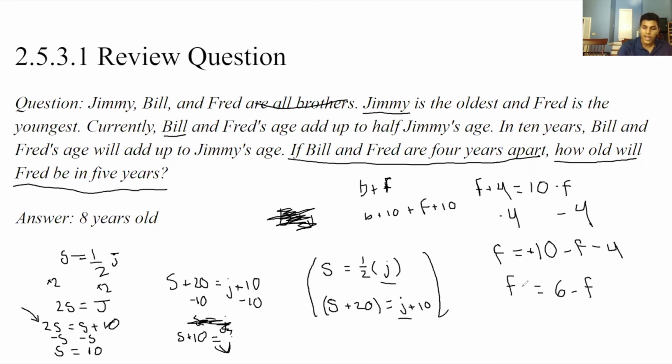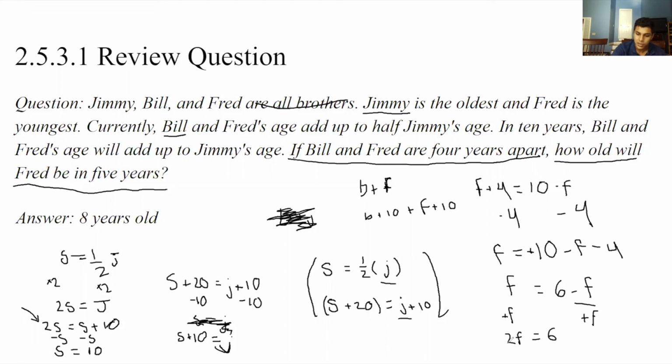Now that I have F equals 6 minus F, I can just solve for F by adding F to both sides of the equation. This might seem like it's a bit unsolvable, but it's actually not. I just need to get rid of this minus F on the right-hand side. So I add F to both sides of the equation, plus F and plus F. And this gives me 2F, since now I have 2 F's on the left-hand side, equals 6.